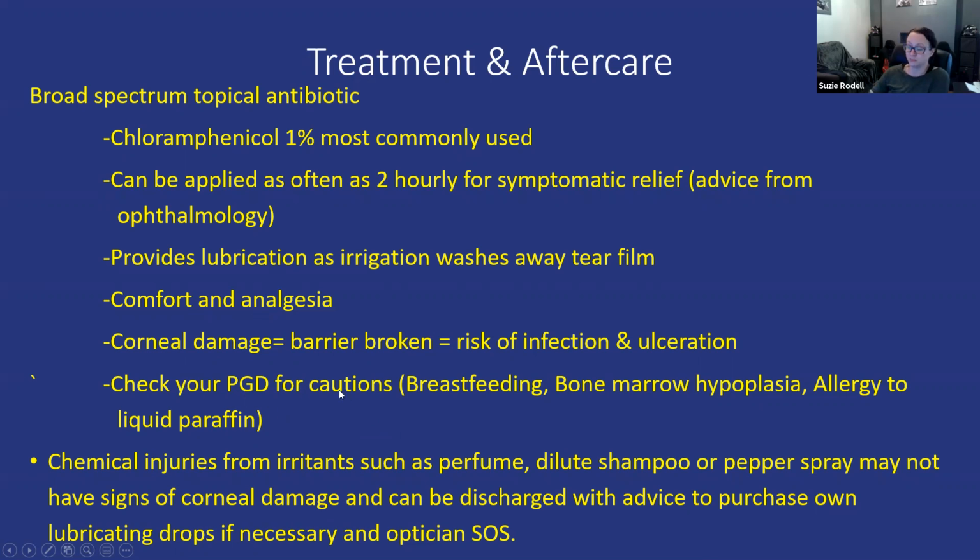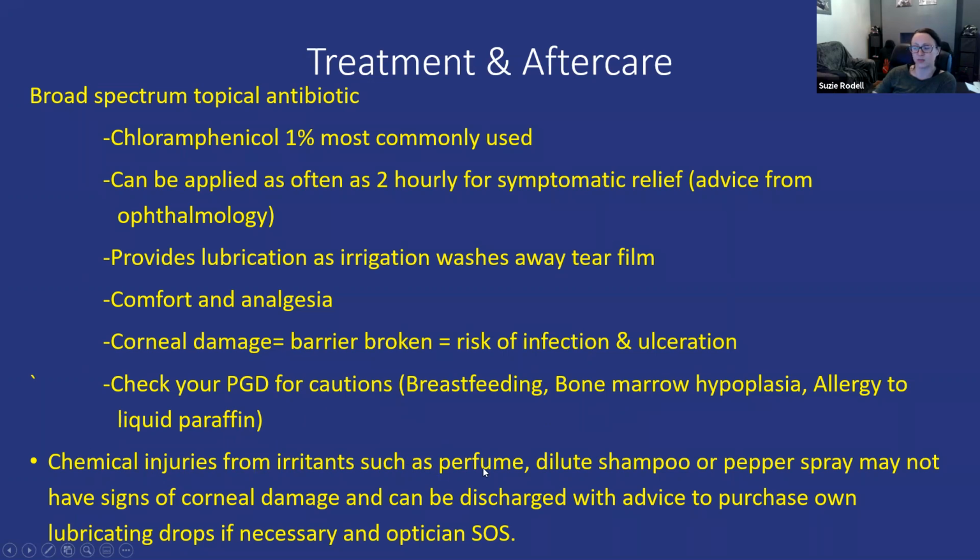Our PGD says that we are not allowed to give it to breastfeeding mothers, and that we should be cautious in bone marrow hyperplasia patients. Interestingly, there's an analogy to liquid paraffin, which makes sense because chloramphenicol ointment is paraffin based, and I never thought about that. But yes, with any sensitivity or allergy to liquid paraffin, be very aware.